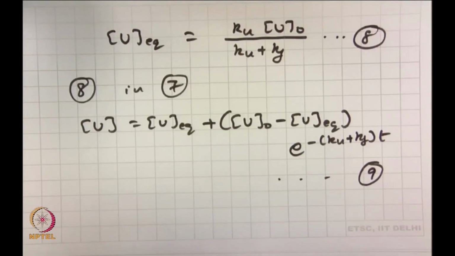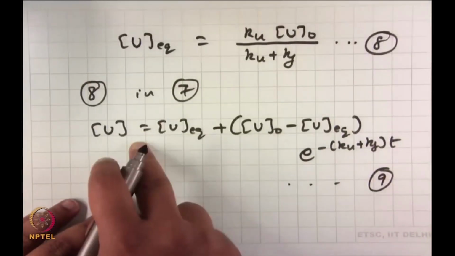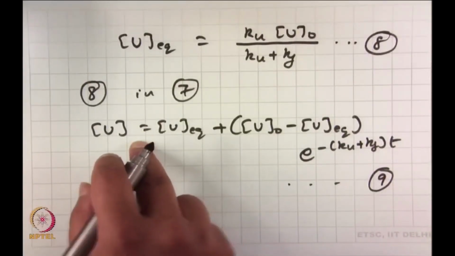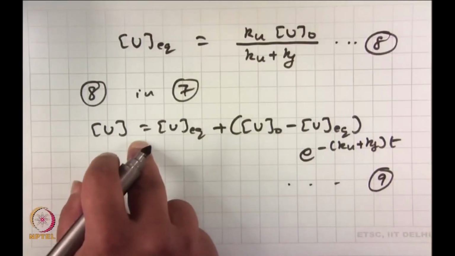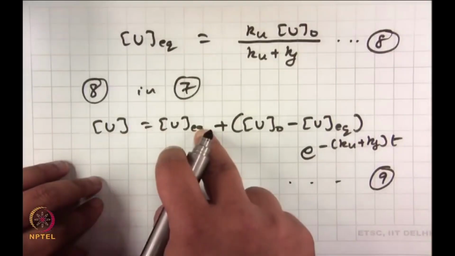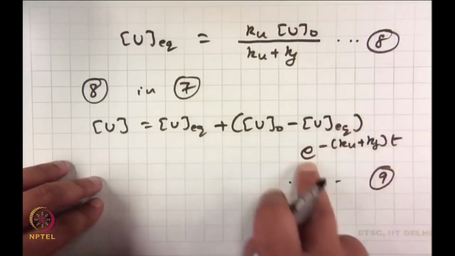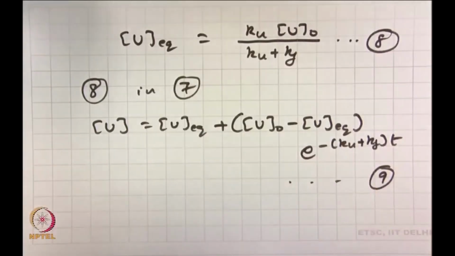You can do one more simplification. Let me tell you what you can do is you can take U equilibrium to the left hand side, right, and then take log on both sides, or natural log on both sides. So, that means you would be having ln (U minus U equilibrium) would be equal to ln (U naught minus U equilibrium) minus (Ku plus Kf) times T. You can easily do that, right.